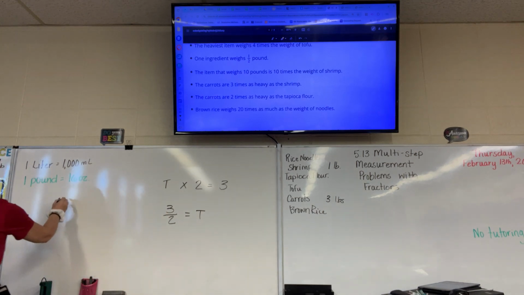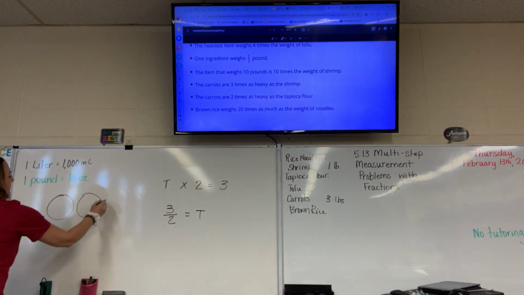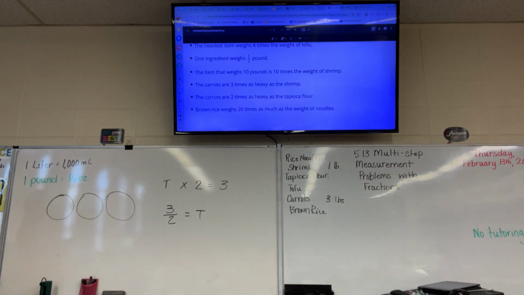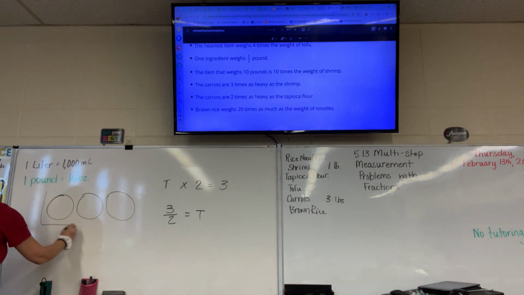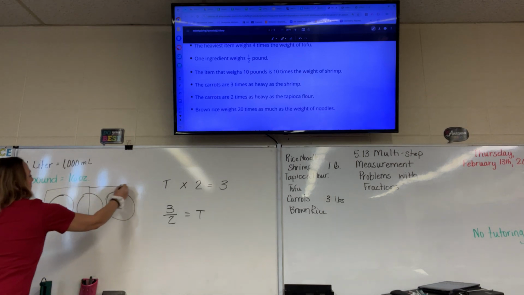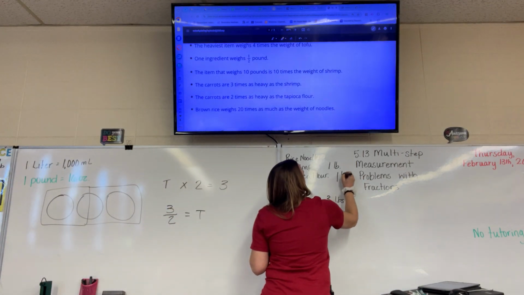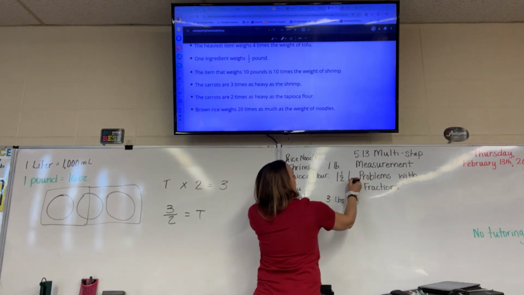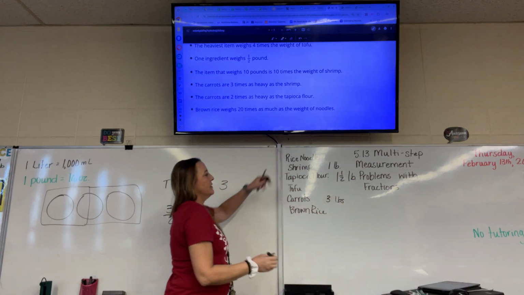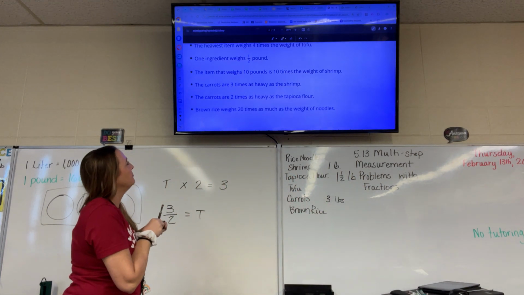So think about 3 cookies for a second. If you have 3 cookies and you're dividing them between 2 kids, how many cookies does each kid get? 1.5. That is the weight of the tapioca flour, 1.5 pounds. And does that make sense? Is it more than the shrimp? Because remember, the smallest is on top.